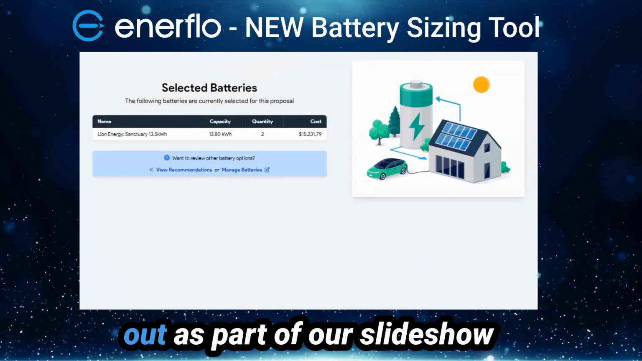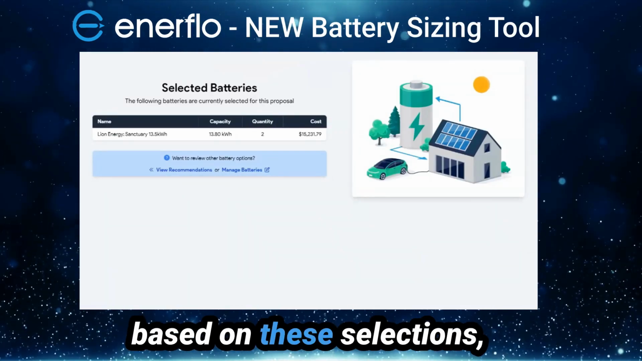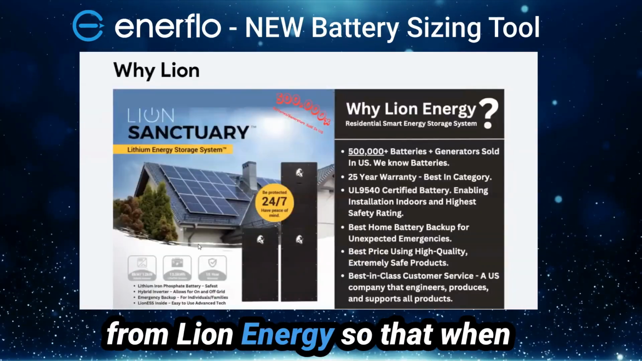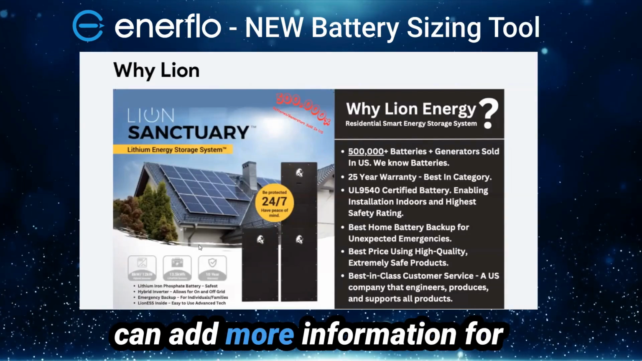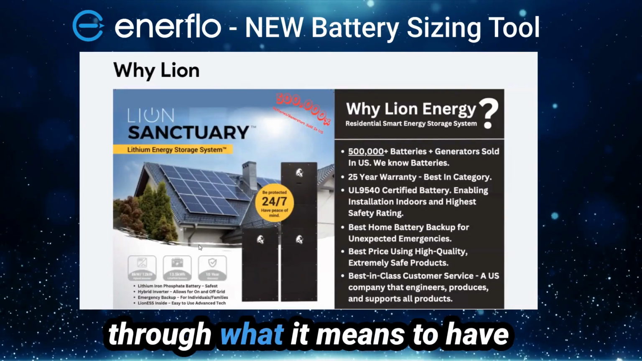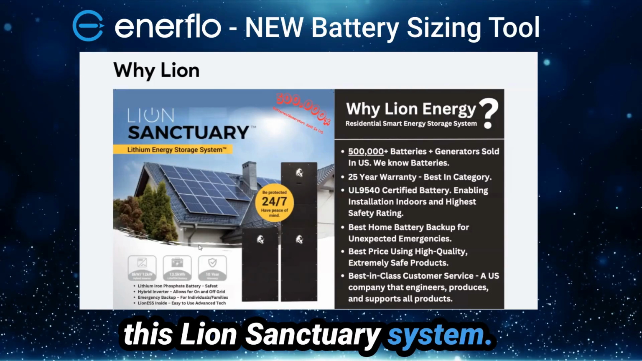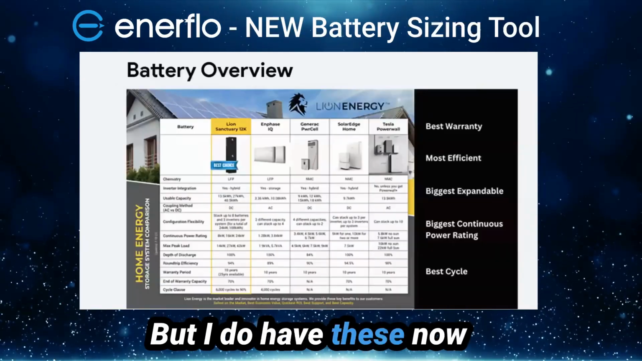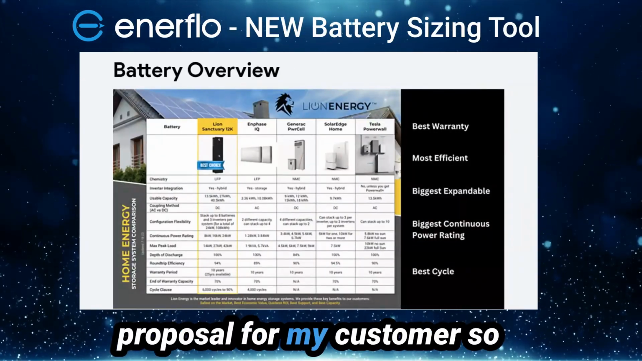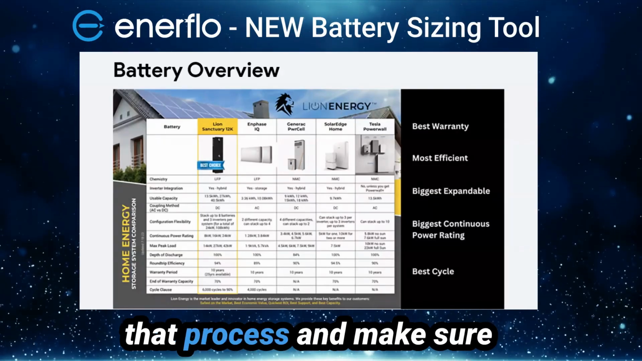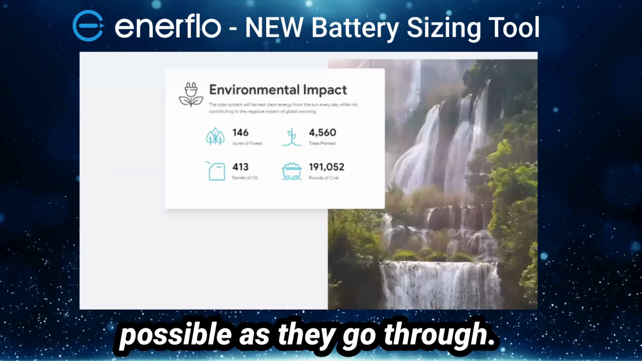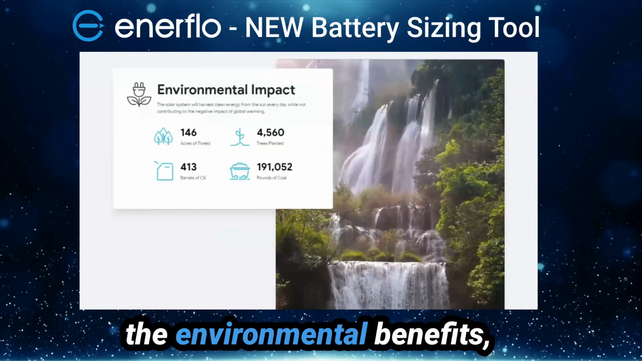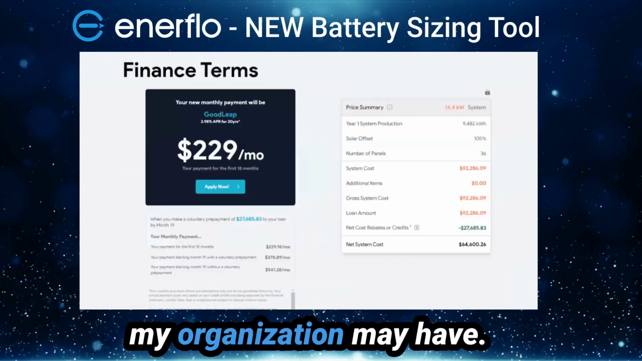One thing I do want to also point out as part of our slideshow that can be pretty helpful is based on these selections, I've now added more slides. So we have these slides here from Lion Energy so that when I have that battery selected, I can add more information for my customer to help walk them through what it means to have this Lion Sanctuary system. I won't go into all the details, of course. They could speak to it better than I could, but I do have these now dynamically put into my proposal for my customer so that I can take them through that process and make sure that they're as informed as possible. As I go through, I can go through some of the finance terms, some of the environmental benefits, other custom slides that my organization may have.